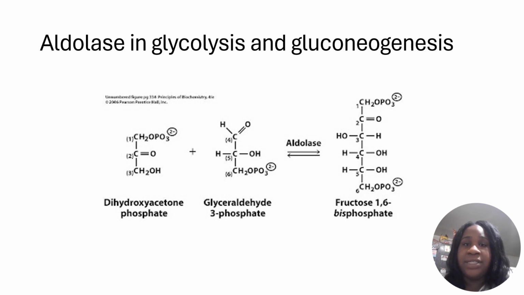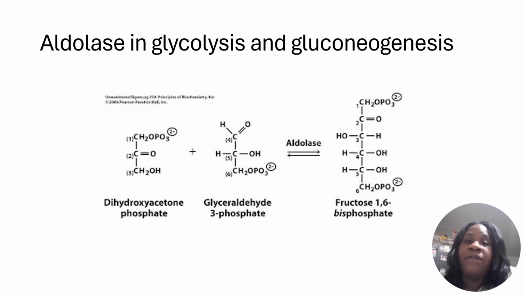Aldolase catalyzes the opposite reaction during the process of gluconeogenesis, which is the synthesis of glucose. So you have fructose 1,6-bisphosphate created by combining dihydroxyacetone phosphate with glyceraldehyde phosphate.